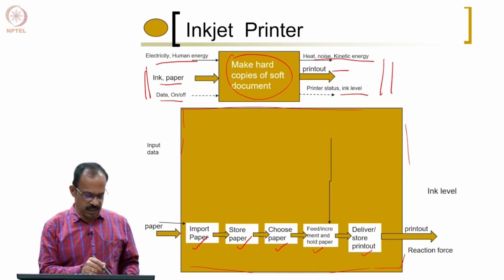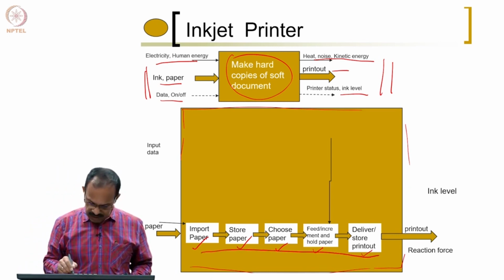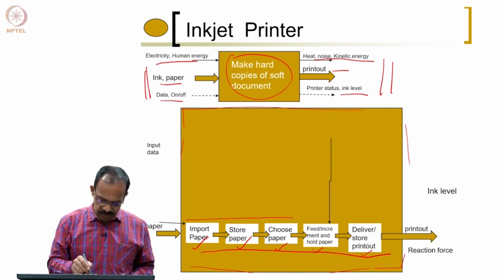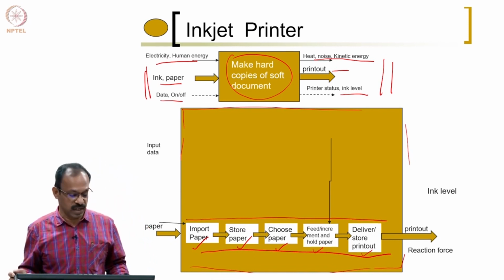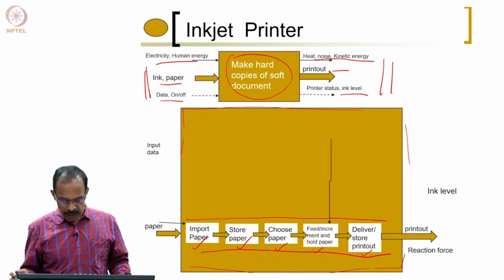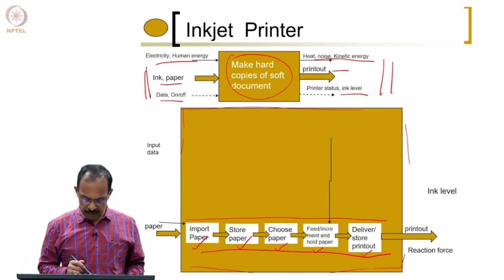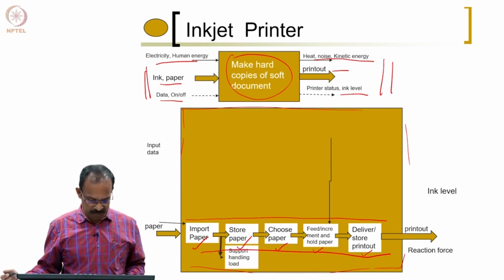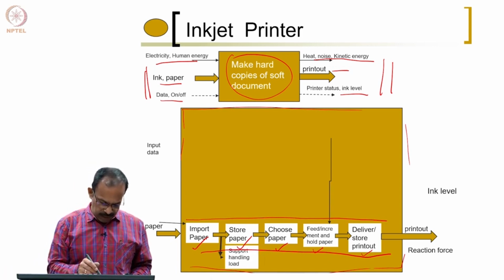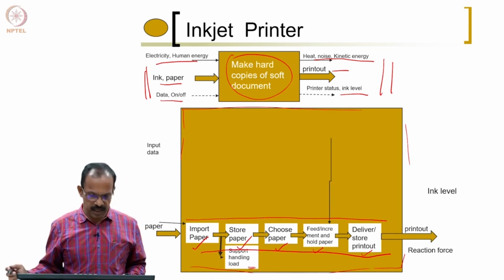So, these are the things that happen to the paper when you put it inside, when you give it as an input to the printer. Now, there is feed and increment the paper. So, we need to have some input to do that. Okay. So, we will see what is there. When you are storing paper, there should be something to handle the load also.